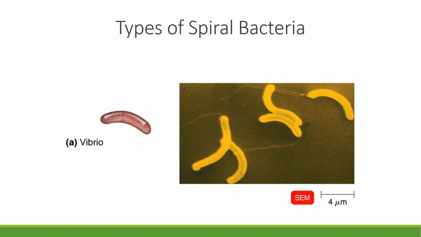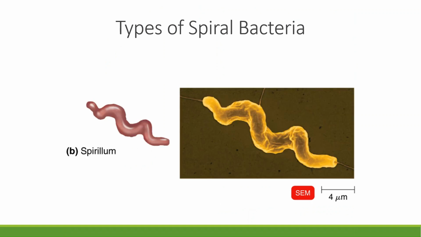Not all bacterium choose to be perfectly straight, and some bacterium have curves in them. If a bacterium has a single curve in it or a mild curve, it is referred to as a vibrio. If that bacterium has many curves in it and has this rigid corkscrew-like morphology, it is called a spirillum.